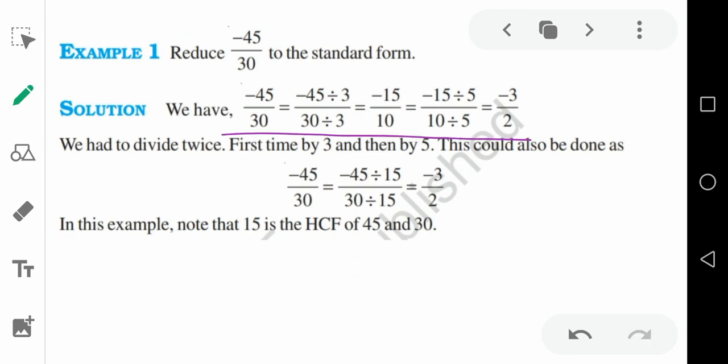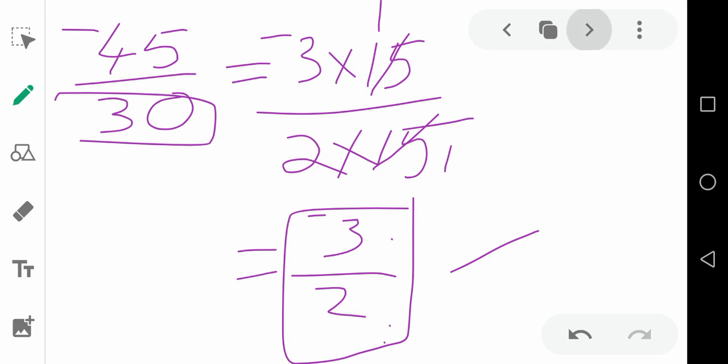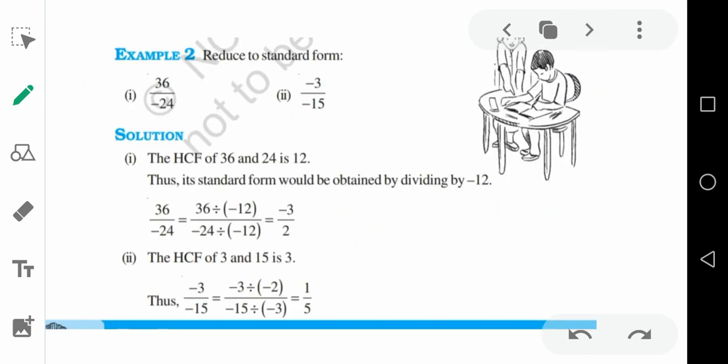So here is another method. They have directly divided here. That is also standard form. So this method also you can follow. Anyway the answer is same. Correct. Understood. So this is how you have to reduce to standard form. Any method you can follow, no problem, but the final answer should be same. Okay. Now next example from your reader.